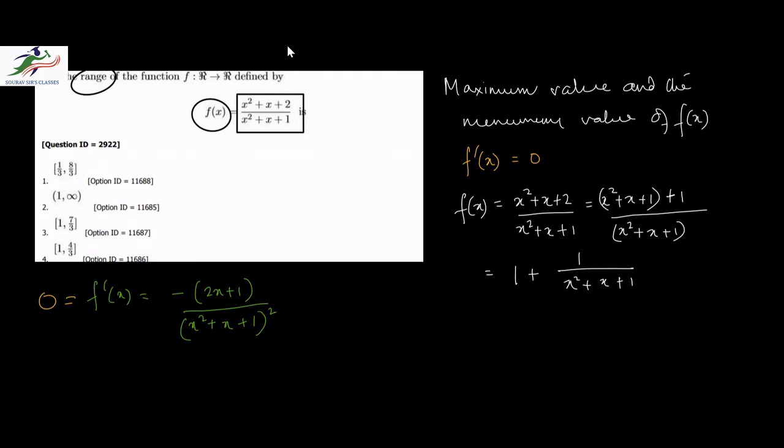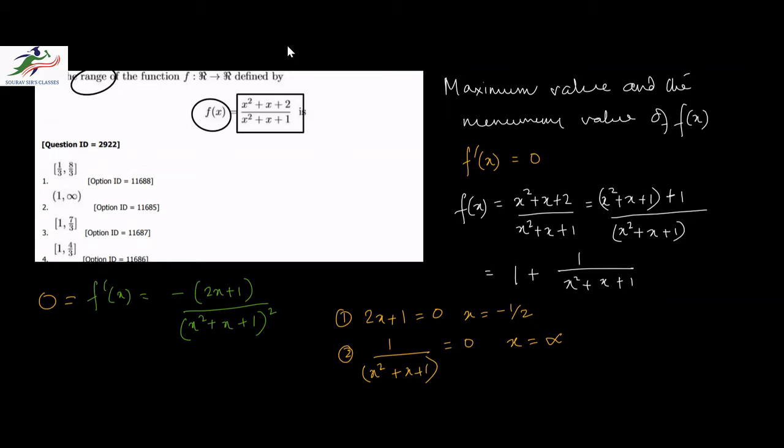So therefore, we have two possibilities. One is 2x + 1 is equal to 0, which means x is equal to minus half, or 1 over (x² + x + 1) is equal to 0, which means x is equal to infinity. So these are the two possible limits of this function.